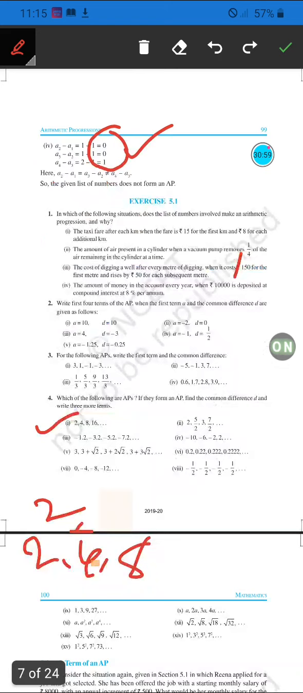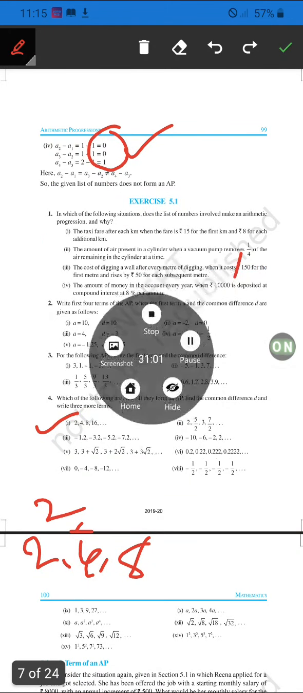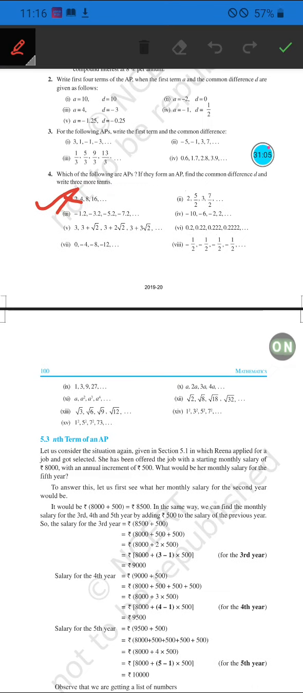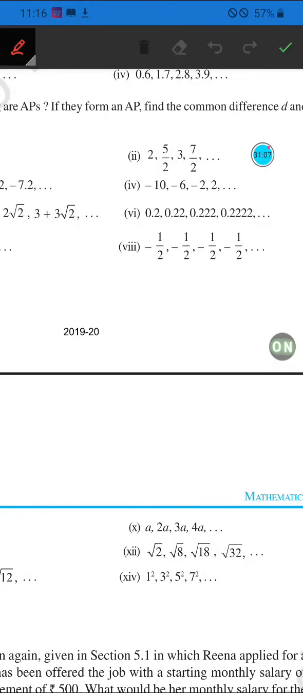So next question, second question. The first term is 2. Okay. What does 5 by 2 mean? 5 by 2 means 2.5. So 2, 2.5, 3, 3.5. So the common difference is equal. No? If the common difference is equal, it is in AP. The second question is in AP.